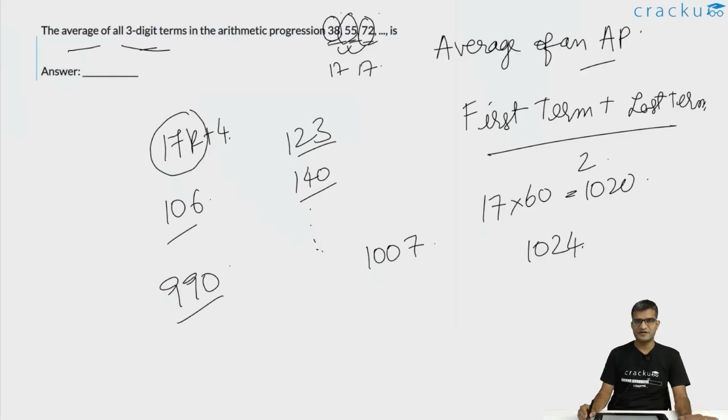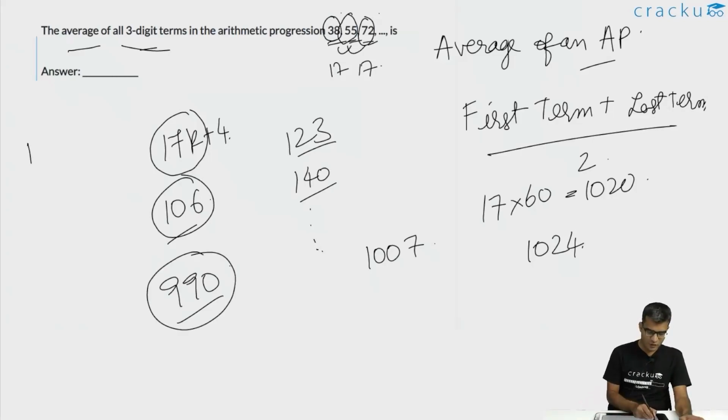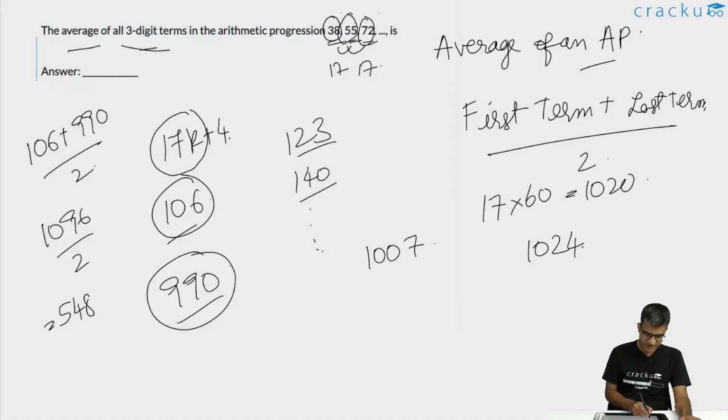The average of this arithmetic progression is the average of the first term and the last term, which will be equal to 106 plus 990 divided by 2. This is equal to 1096 divided by 2, which is equal to 548. So the answer for this question is 548.